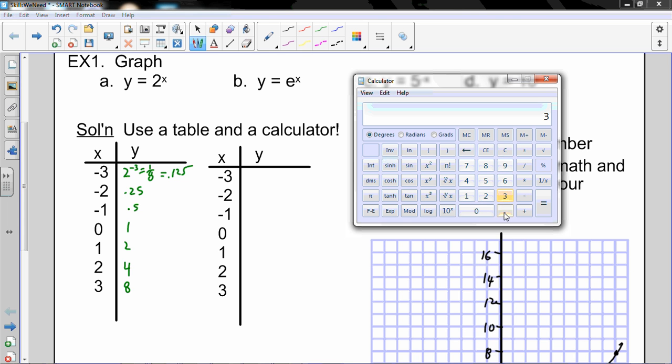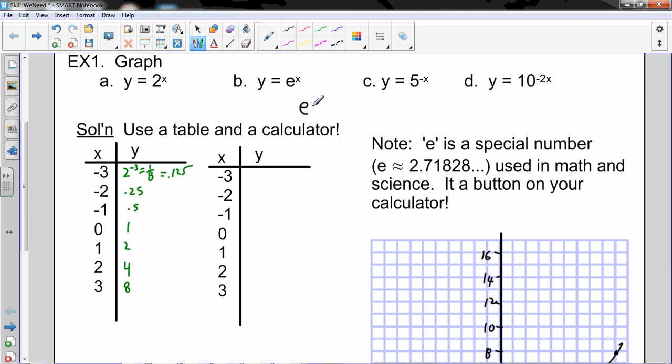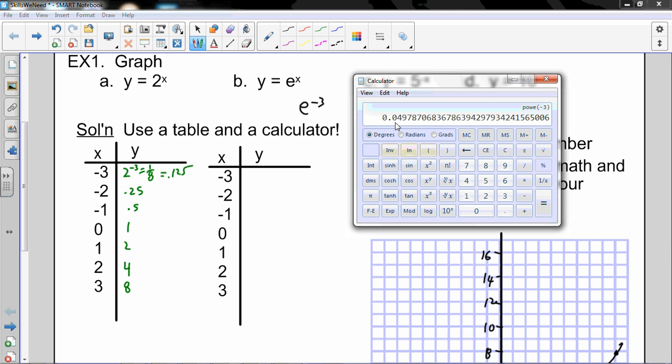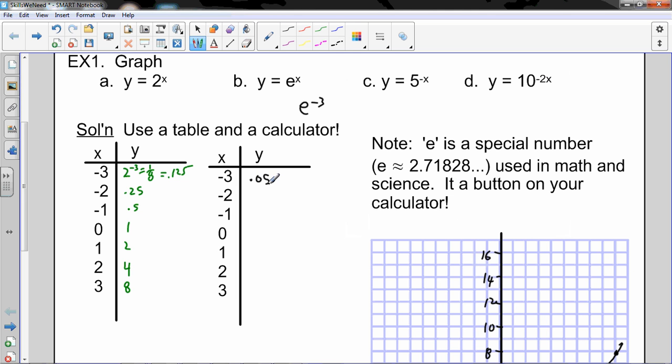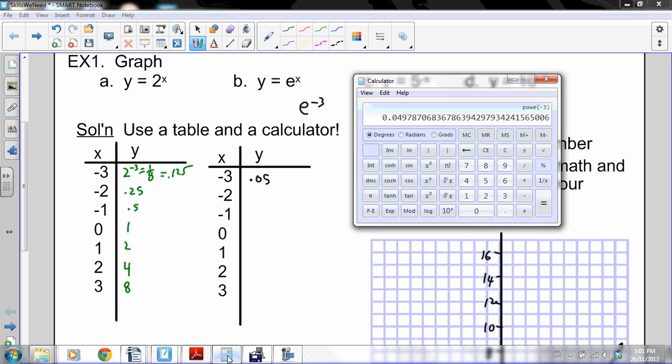So I put in the 3 and make it minus 3 because I've got my calculator, this is an old calculator type, and I have to put in my minus 3 first and then hit my E button. Then that gives me e to the exponent minus 3. So this is e to the exponent minus 3, 0.04, almost 0.05 if I round it off to the nearest decimal place. Okay, and so on. I can keep doing that.